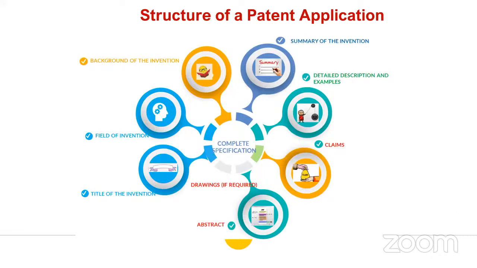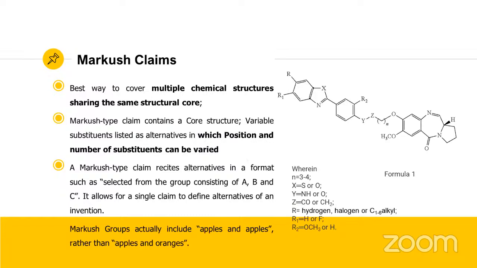And now this is the structure of the patent application. The structure of the patent application is very important: the background of your invention, summary of the invention, field of the invention, detailed description of the invention, the title, your claim, and your abstract. As we know, the claim is the heart of your patent application. What you have claimed is what goes to the market or market intelligence.